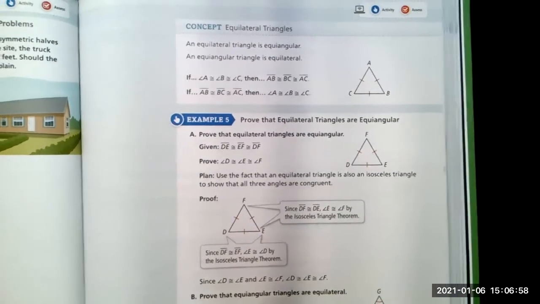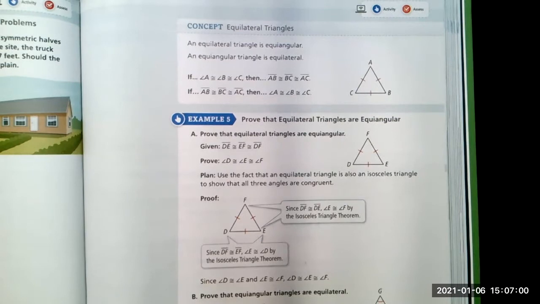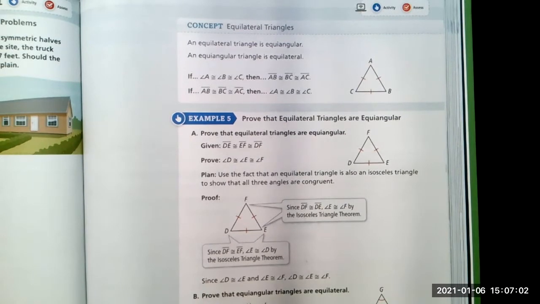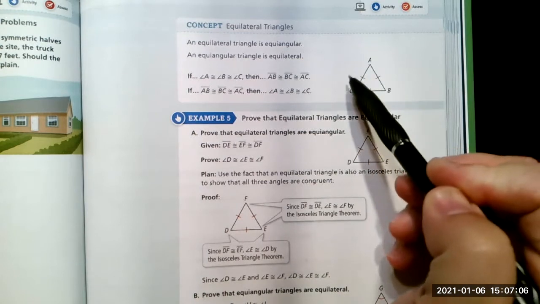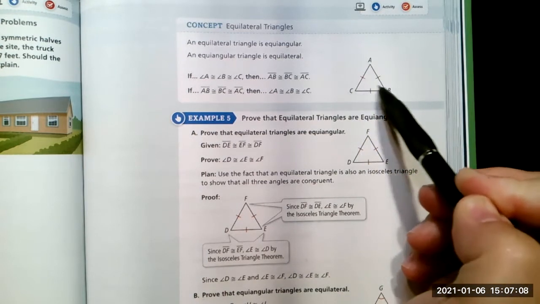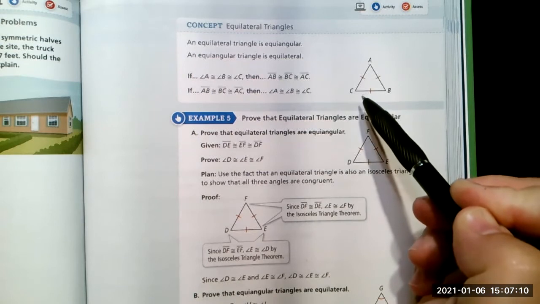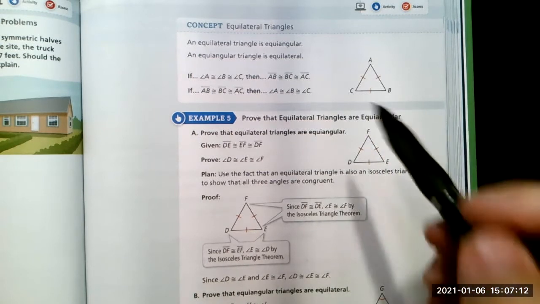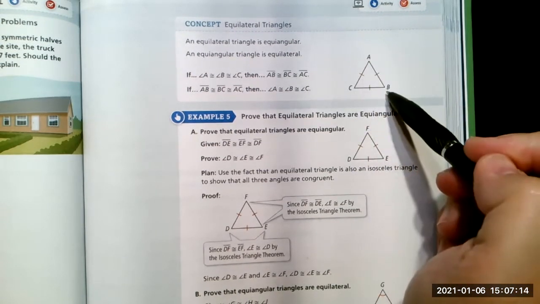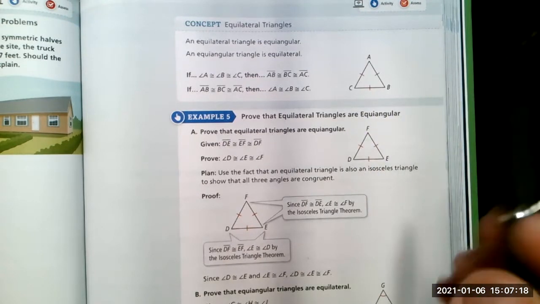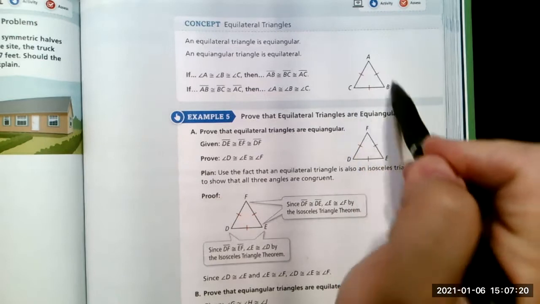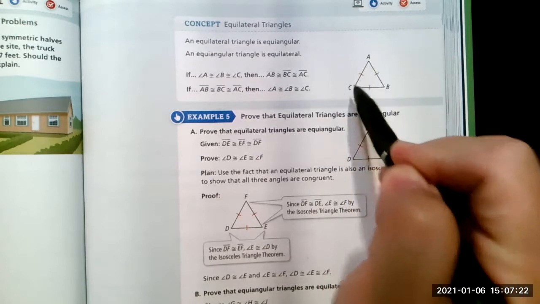So now they're talking about equilateral triangles. Equilateral triangles, again, is just another specific type of triangle where all three sides are the same length and all three angles are exactly the same. Okay, so isosceles triangle says that the two side lengths are the same and the two base angles are the same. But an equilateral triangle says all three sides are the same and all three angles are the same.